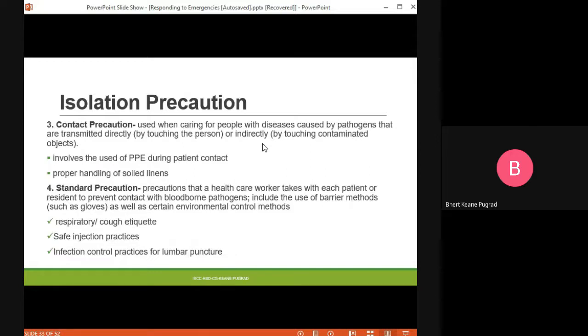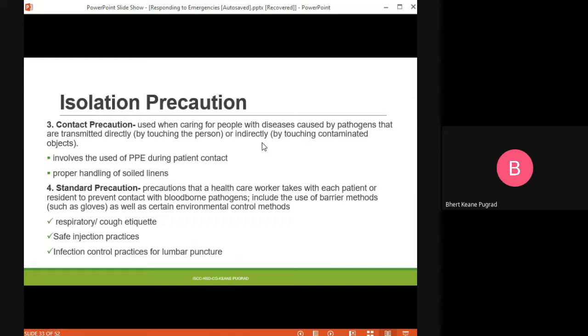Next, we have your contact precaution. Your contact precautions are used when caring for a patient with disease such as caused by a pathogen that can be transmitted through direct contact or indirect contact. Okay? So, in those situations, we always need to wear personal protective equipment during patient contact and proper handling of surveillance. Number two, we have your standard precaution. Your standard precautions are used by the healthcare workers to prevent contact with bloodborne pathogens.